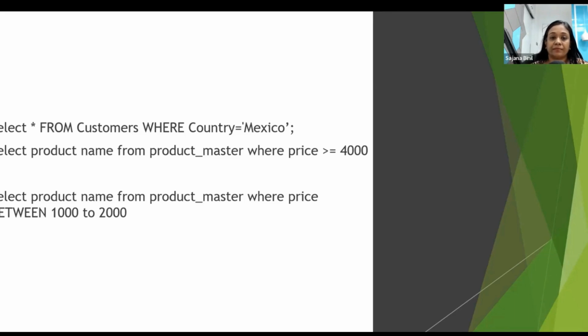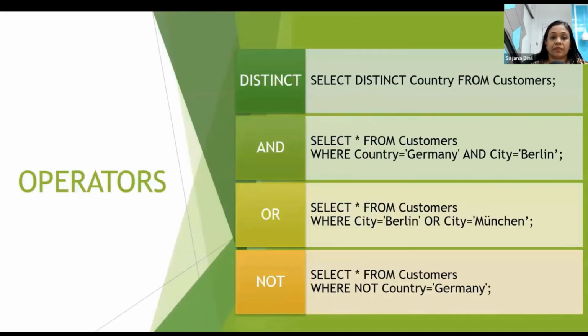That's the select query. And then we have the following operators that can be used jointly with the select queries. Let's say, for example, you do a select distinct country from customers. Now, the distinct clause is used to show you unique values from a particular table.